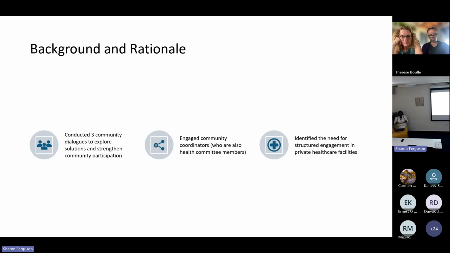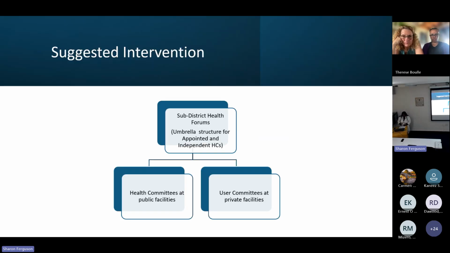Through all that engagement, we identified that there is a need for structured engagement with the private healthcare facilities. Currently we are in the process of engaging with private providers to share with them our suggested intervention so that we could hear their feedback as a way of shaping the intervention.